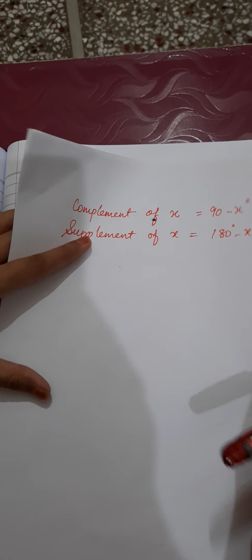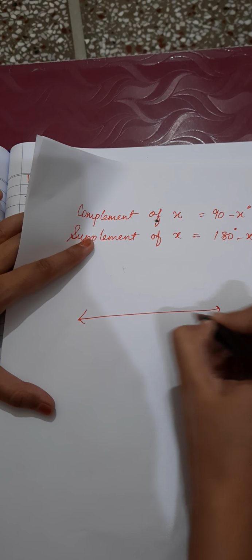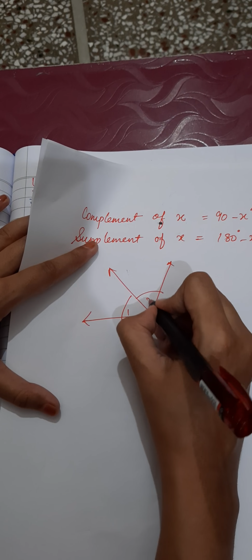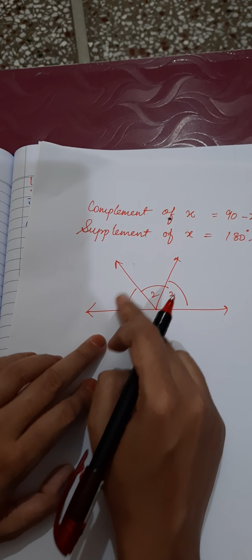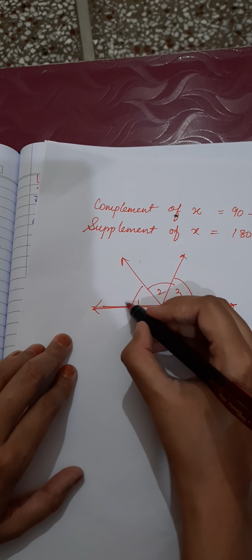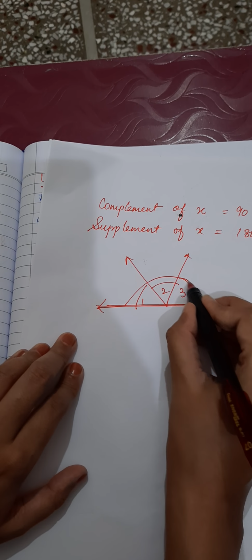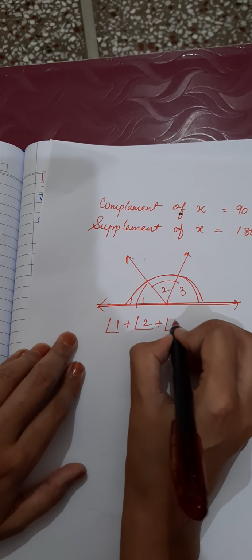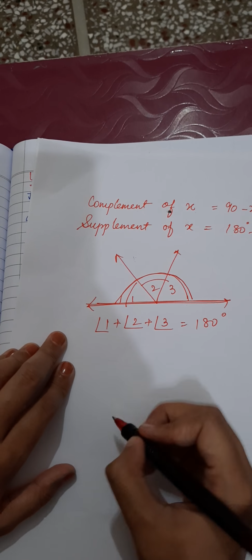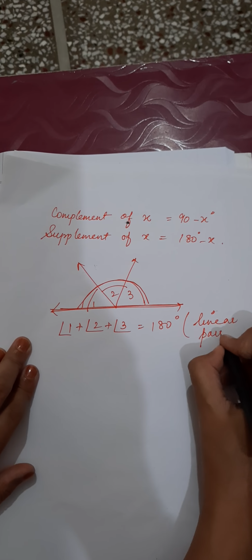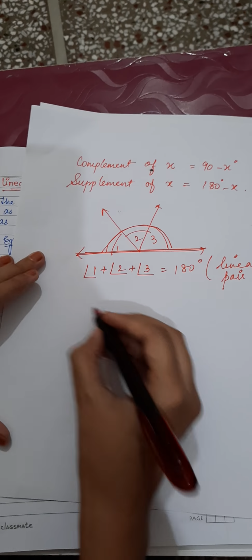For example, let us see one more. I have drawn this. One is like this and one is like this. This is angle 1, angle 2, angle 3. Now all these angles are on this straight line. So I can say that if I do the sum of all these angles, angle 1 plus angle 2 plus angle 3, the sum has to be 180 degrees, and the reason you will write is linear pair. Okay, let us take an example.